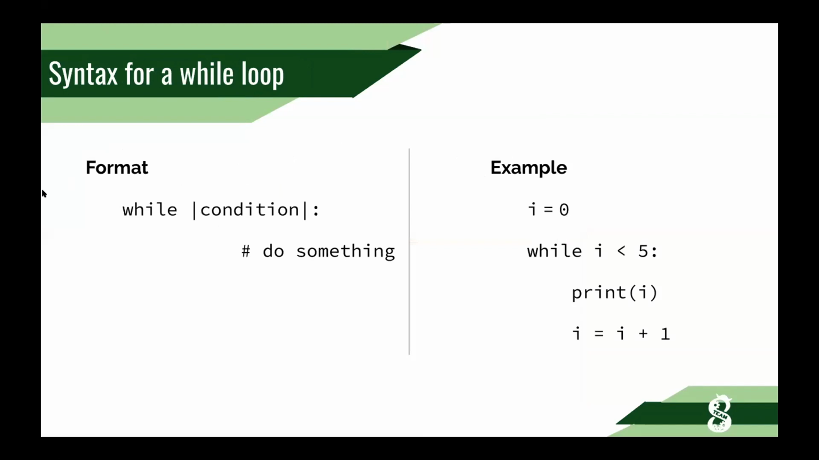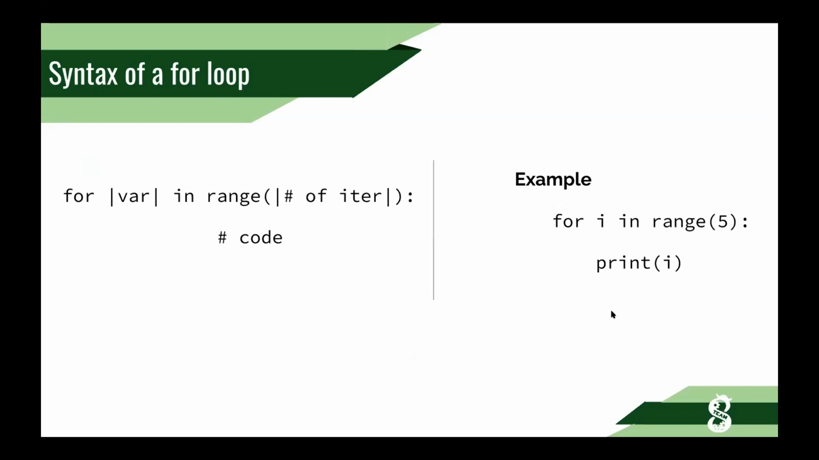So how do we write one? Well, to write a loop, we first write a while loop. We first write while and then a condition, and then we follow it with a colon and then the code. In this example, we will start with i equals 0 and add 1 to i until it reaches 5 and print it. This will give you all the numbers from 0 to 5, not including 5.